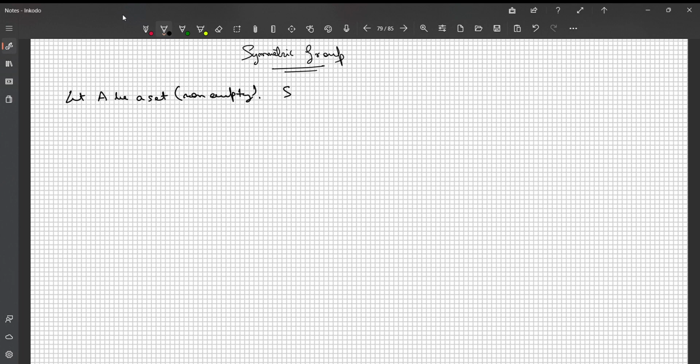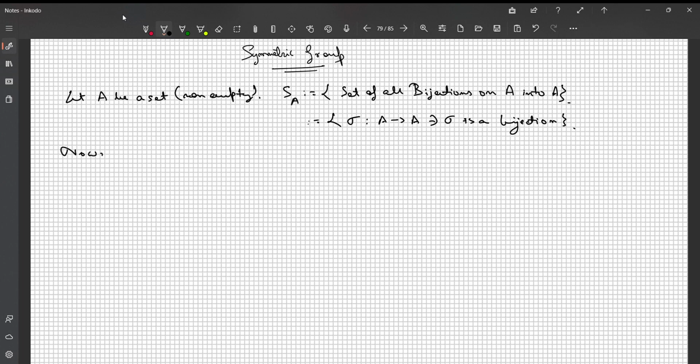Then we define the set SA to be the set of all bijections on A into A. Clear? So this is defined as the set of all mappings from A to A such that sigma is a bijection. Clear? Okay.